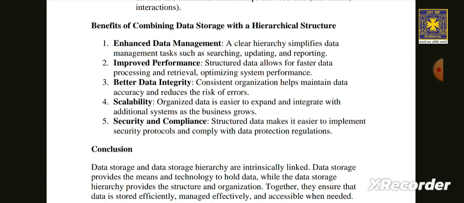So combining data storage with hierarchical structures is not just about organizing information. It's about enhancing efficiency, improving performance, maintaining accuracy, facilitating growth and ensuring security. It is a foundation of successful business operations.